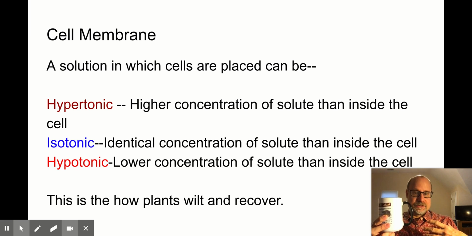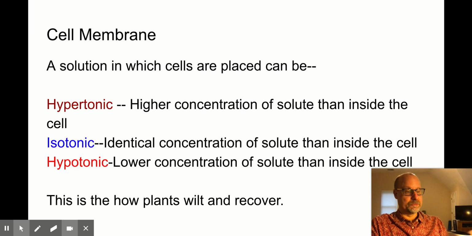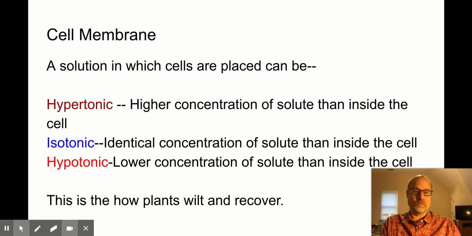This is key to the concept of how plants wilt and recover. When plants don't have enough water, they wilt. When they get watered, they recover. So in its original state, as plants send water out through their leaves, they have less and less water inside of them. But if the soil around them is dry, it forms basically an isotonic environment in terms of the amount of water, the same amount of water in the soil as there is in the roots.